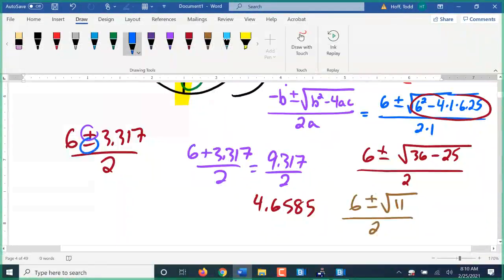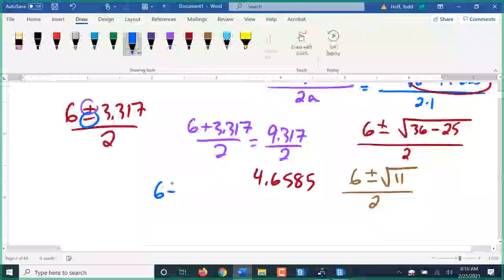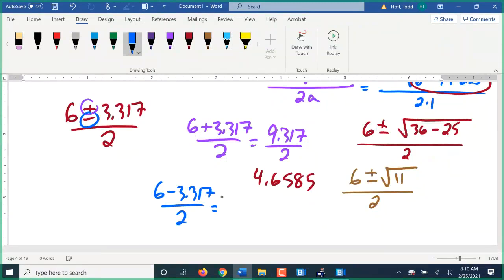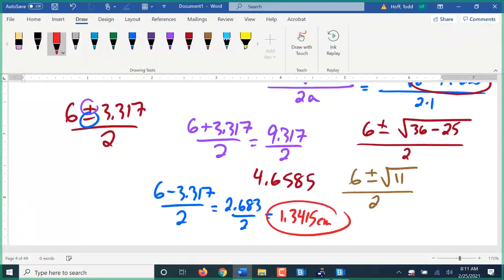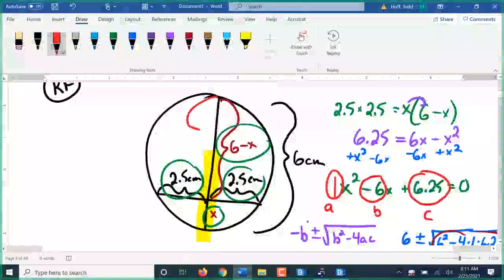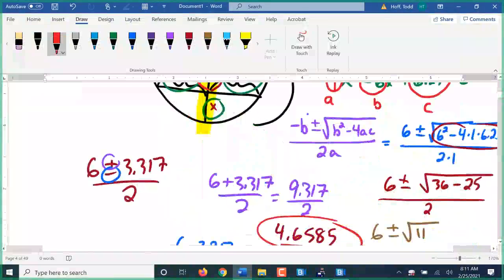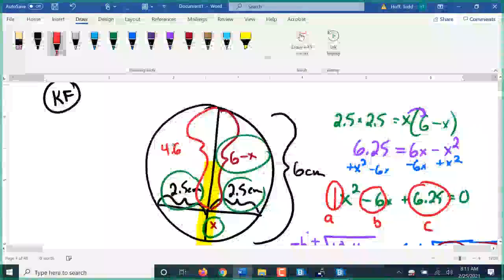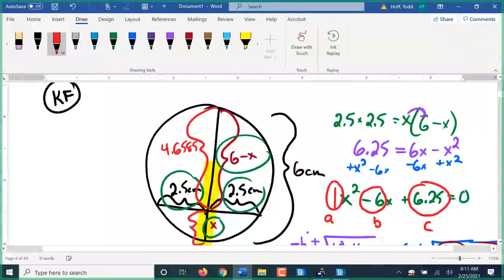So let's do the minus. 6 minus 3.317 over 2. Well, 6 minus 3.317 is 2.683 over 2, which divides out to give us 1.3415 centimeters. That makes sense. By the way, this is actually this other piece. This piece here is the 4.6585. The piece we wanted down here is the 1.3415.